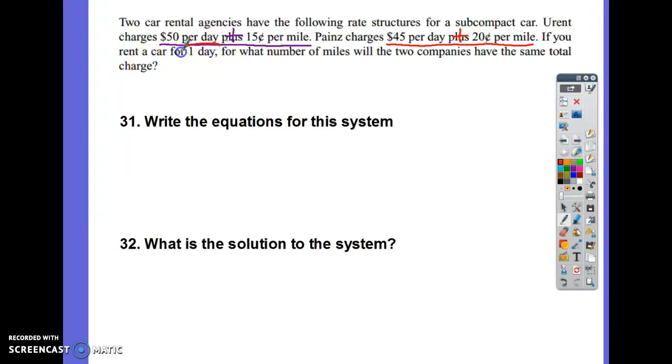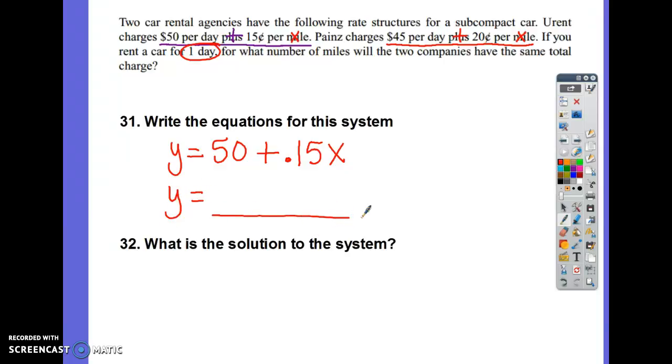Payne's charges $45 per day plus 20 cents per mile. If you rent the car for 1 day, I'm not going to put an X next to 50 per day, and I'm not going to put an X next to 45 per day because I'm only doing it for 1 day. The one that's going to have the X is the per miles. Those are going to be my X's. So the equations would be y equals $50 plus 15 cents per mile. So go ahead and write the other equation using that other sentence.